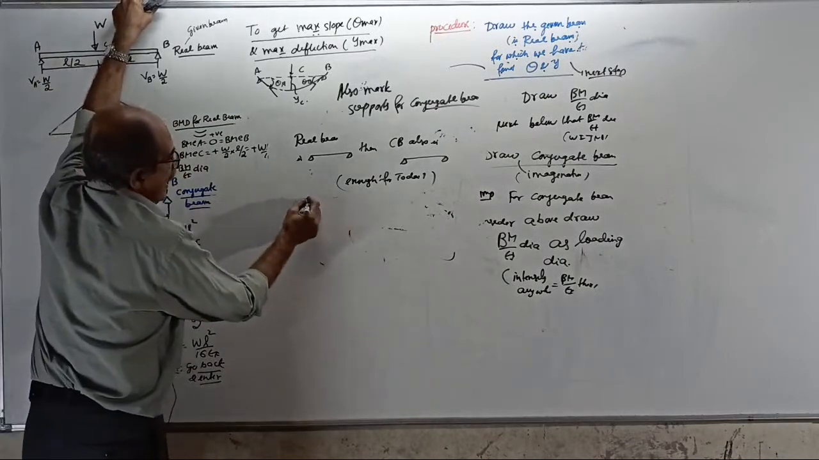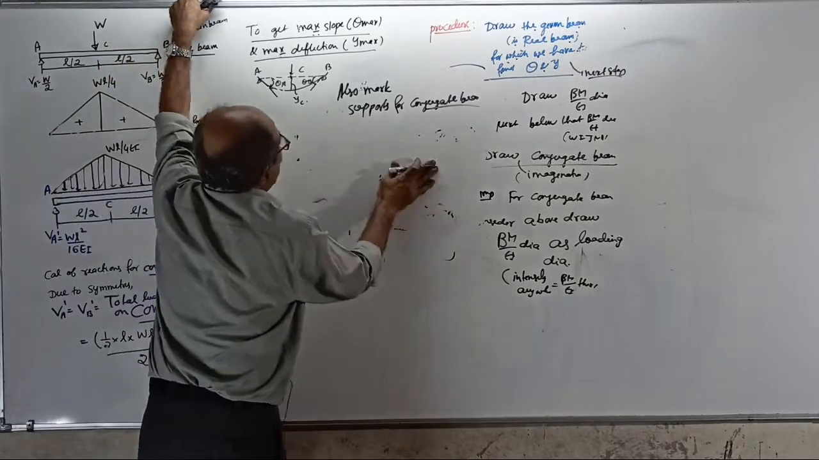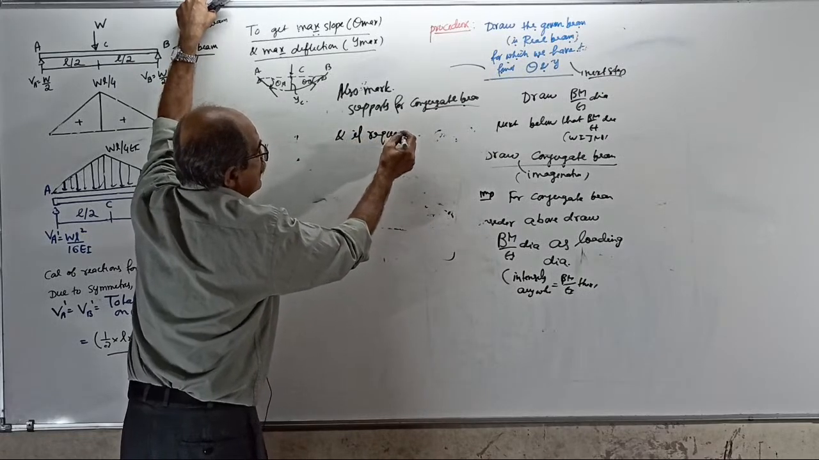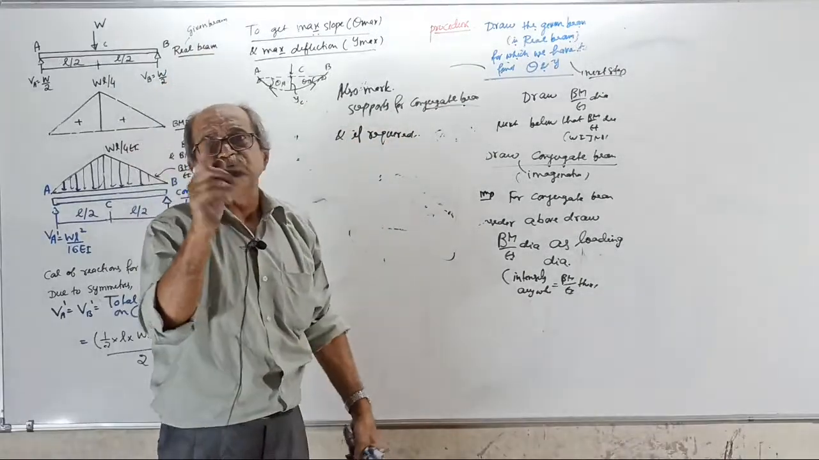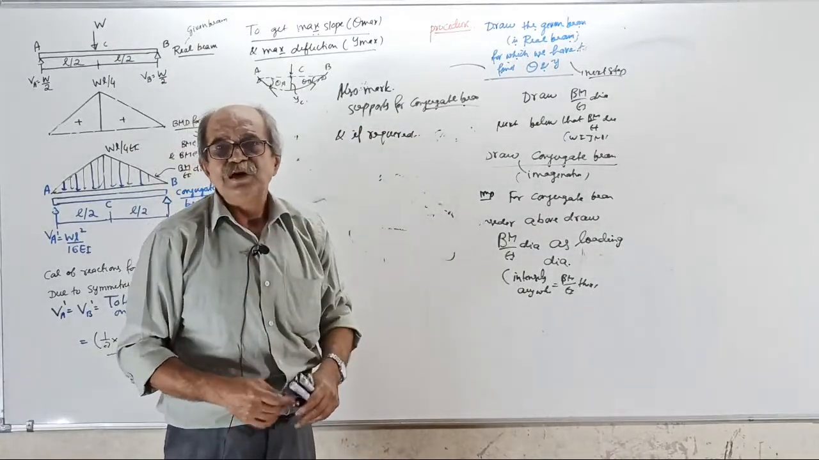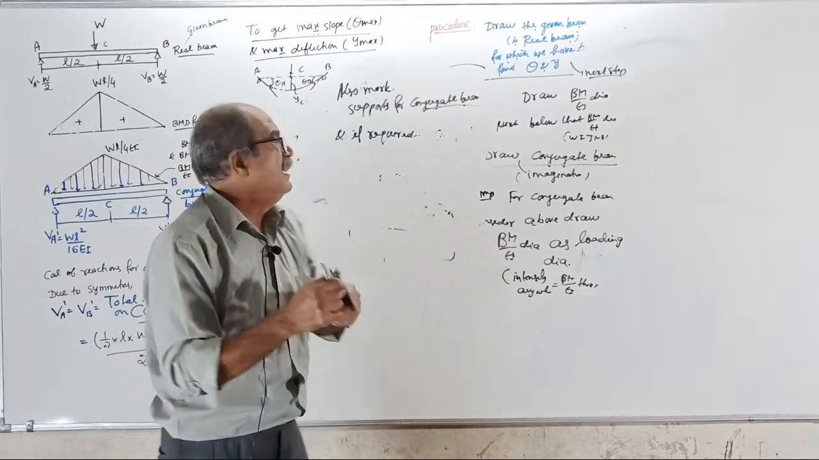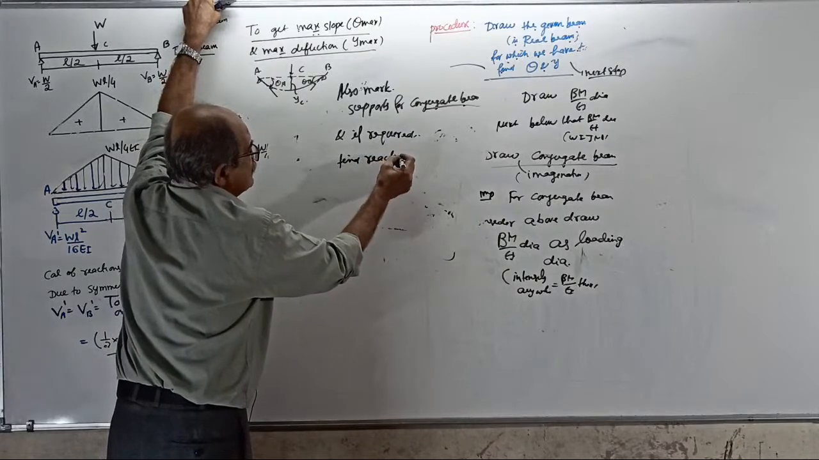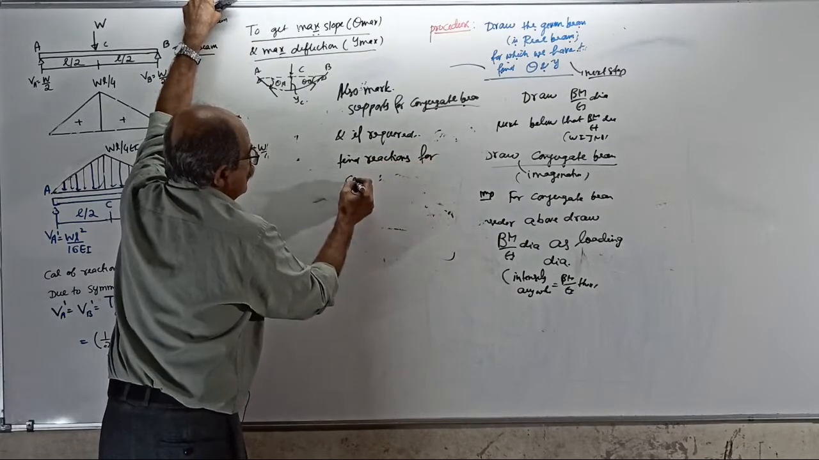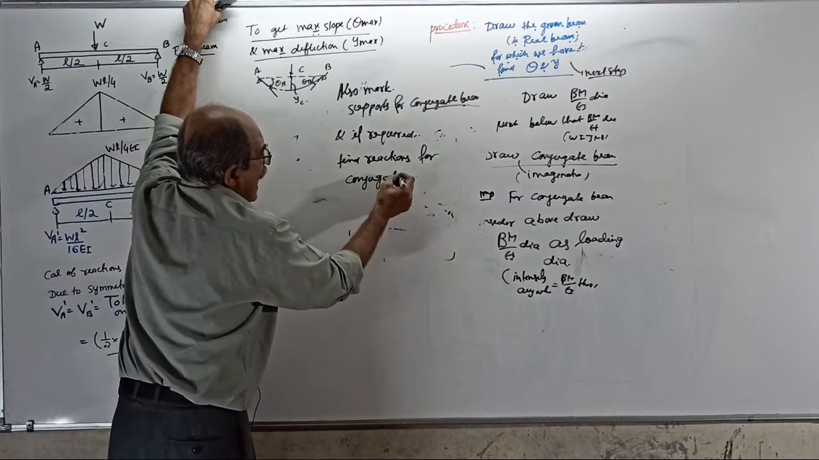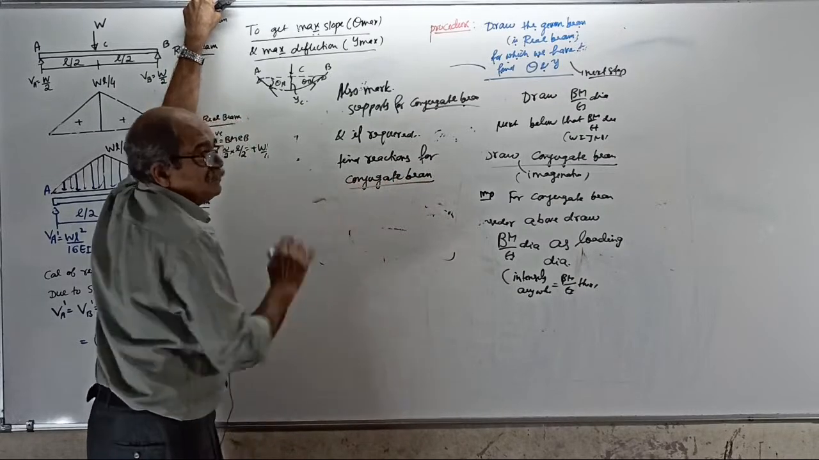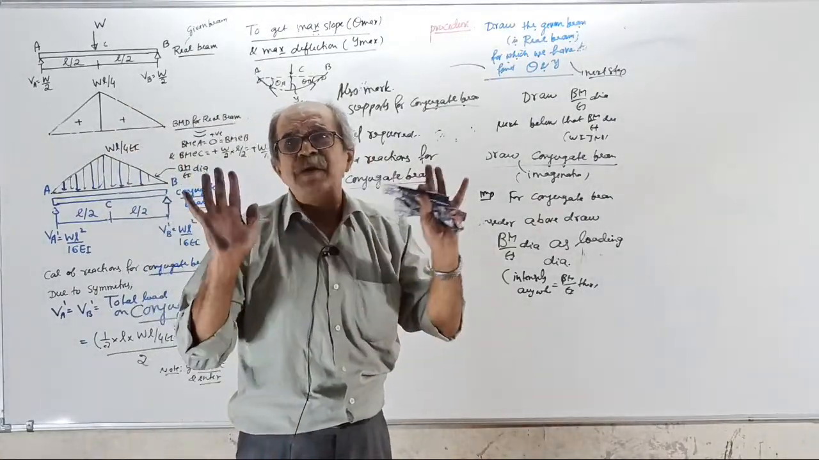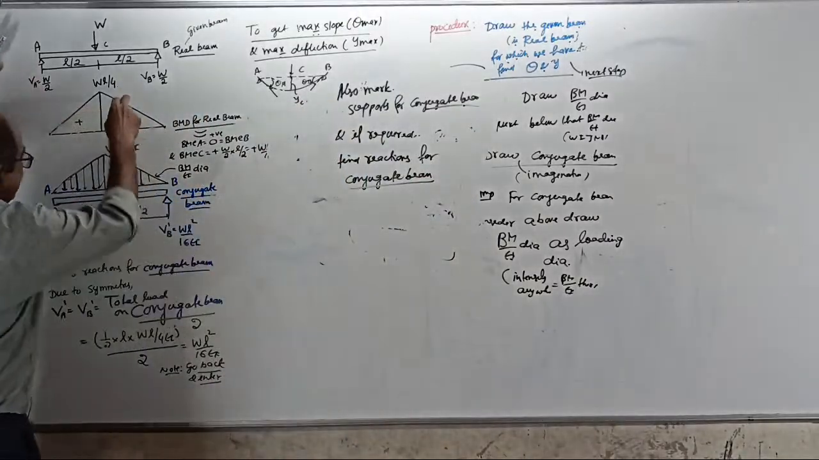And I told you, mark supports for the conjugate beam. Sometimes reactions are not required, that is for a cantilever. These all will come one by one. If required, find reactions for the conjugate beam. Remember, if symmetry is there, use symmetry. Tell me, for our case.